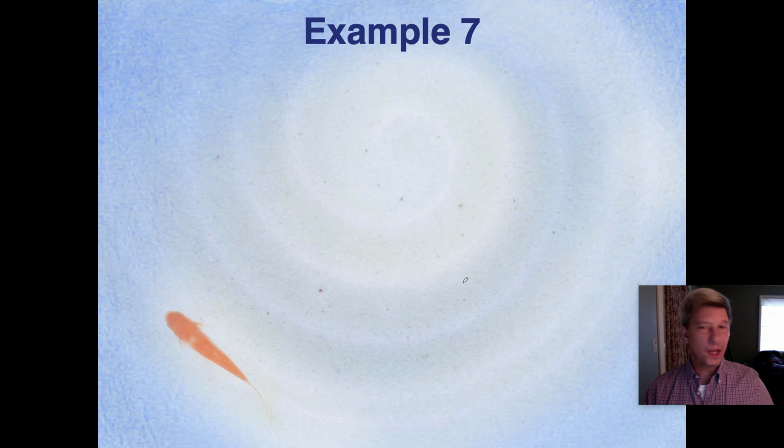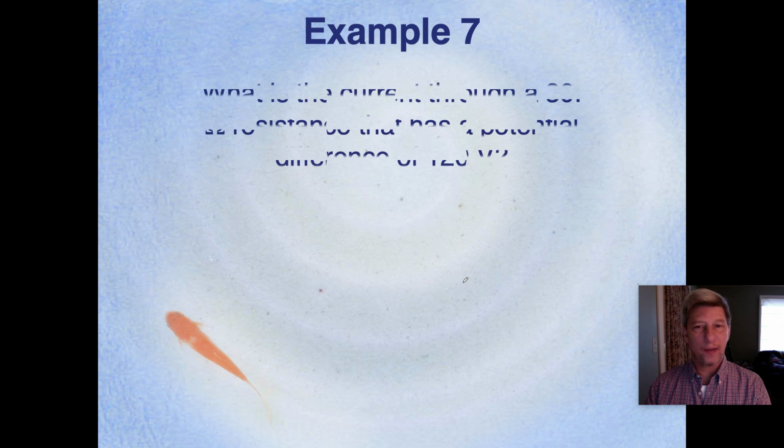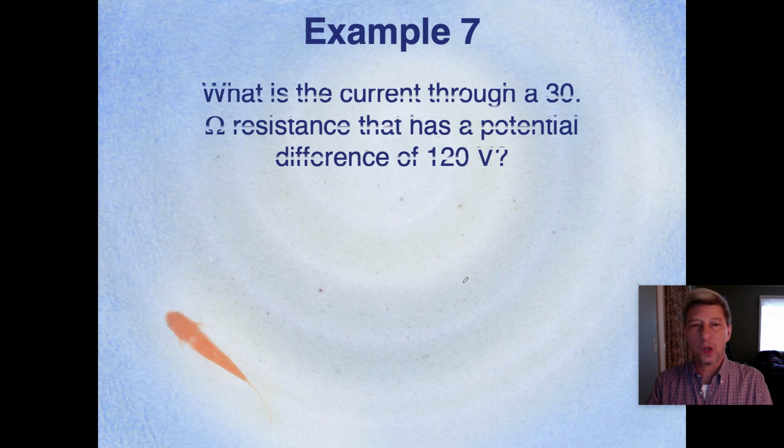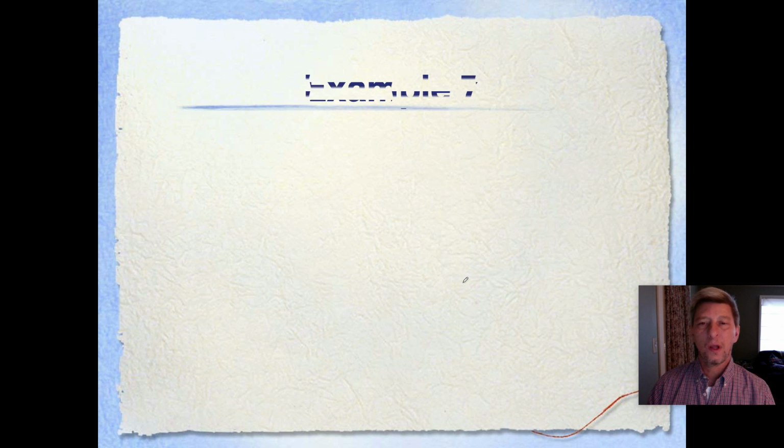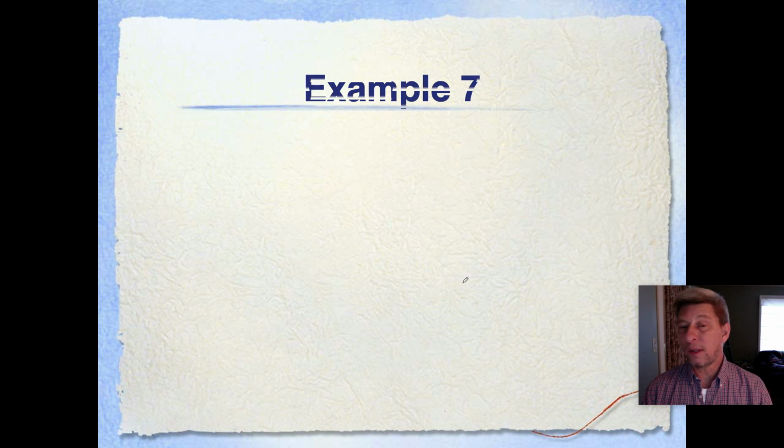In this case, we're going to start out, of course, looking at Ohm's law. So what is the current through a 30 ohm resistance that has a potential difference of 120 volts? All right, so again, in this case, just like in example 6, we're going to start by looking for the current. So the first thing on my laundry list is going to be I equals a big fat question mark here.